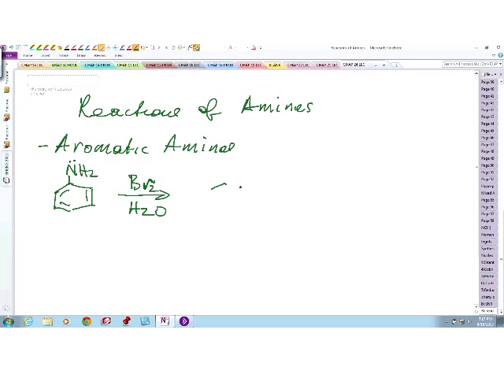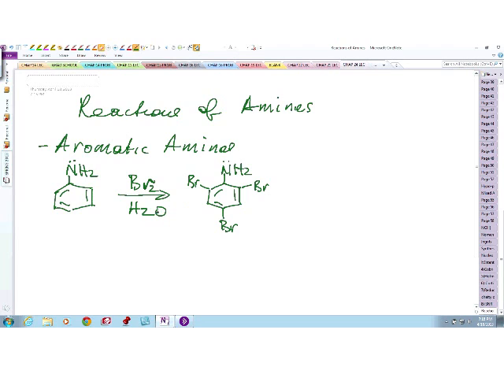And not only do you get the reaction, a bromination of the ring system, this is what you get. You get bromine here, you get bromine here. The amino group attached to benzene is so reactive that you cannot stop this reaction with monobromination or dibromination. You get tribromination. That is how active the amino group is.